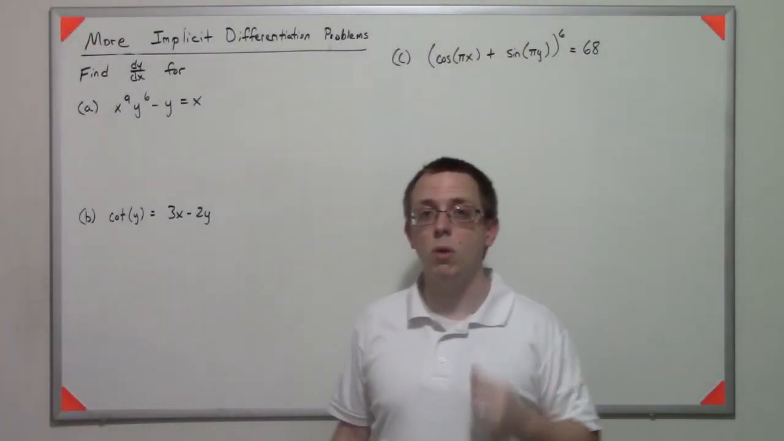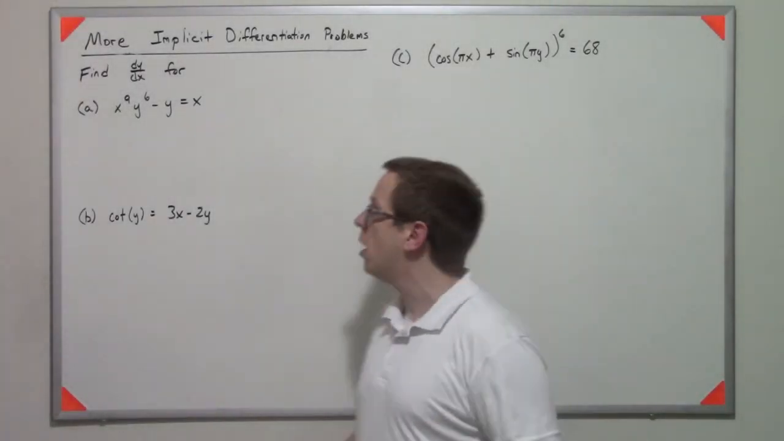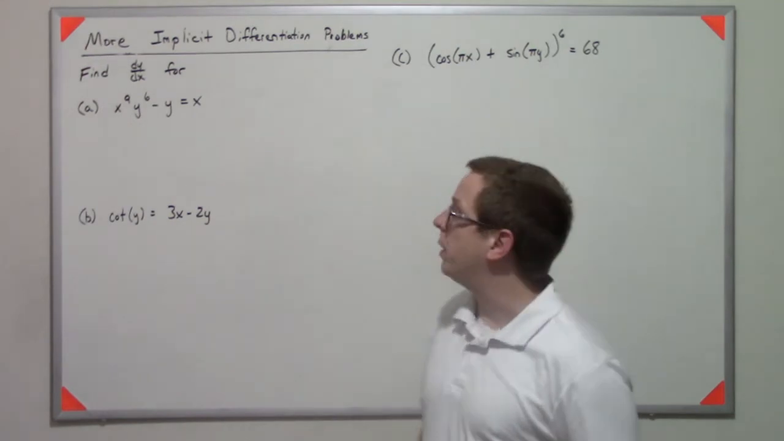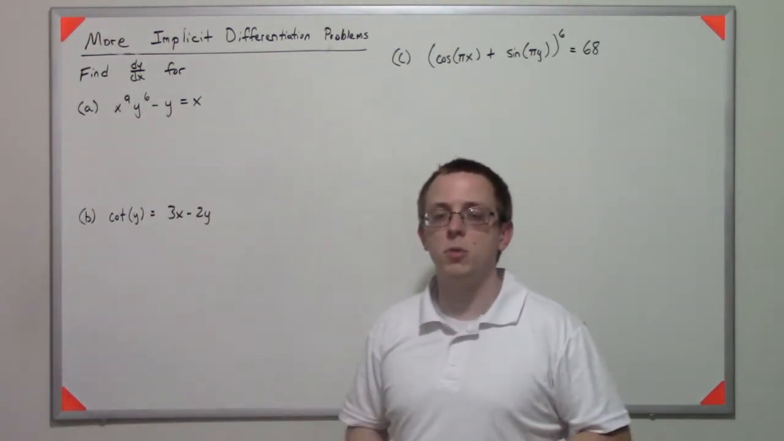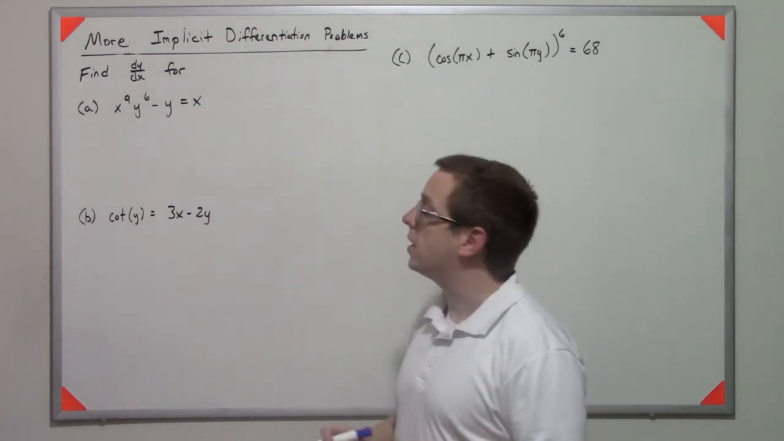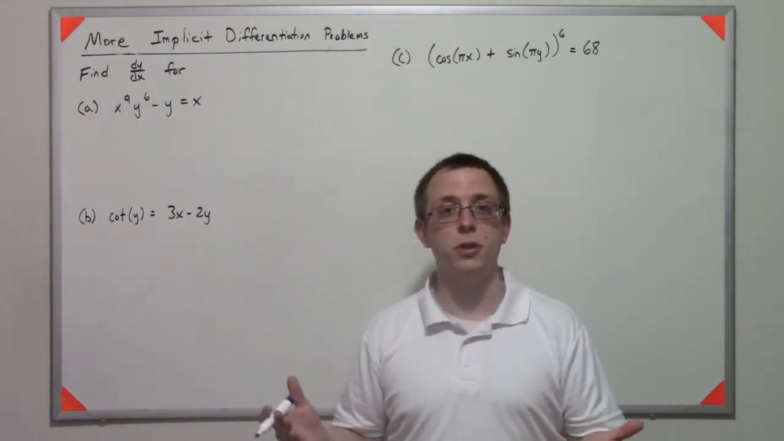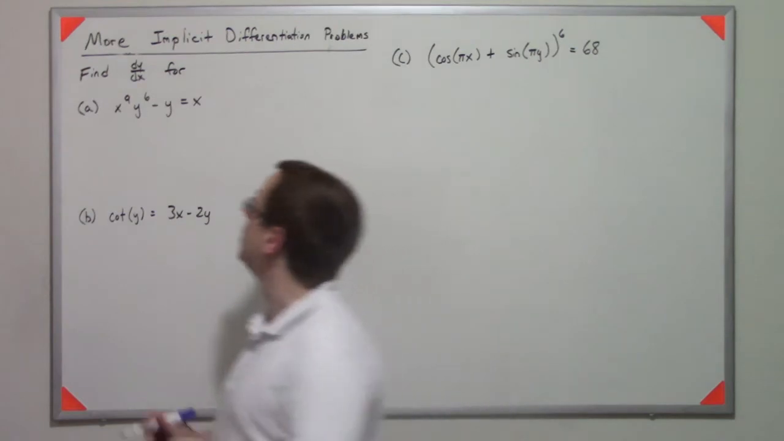We're going to do some more implicit differentiation problems here. So let's just get to it. All right, I have x to the 9th, y to the 6th minus y equals x. So what we're going to do is we're going to take the derivative of both sides.